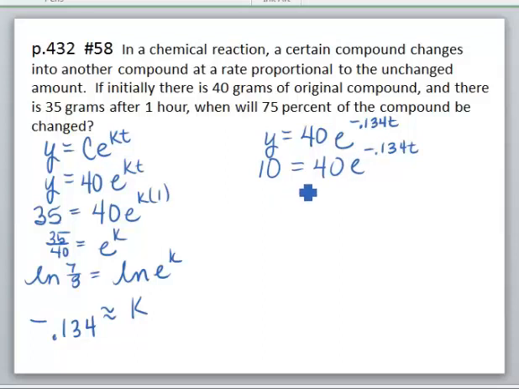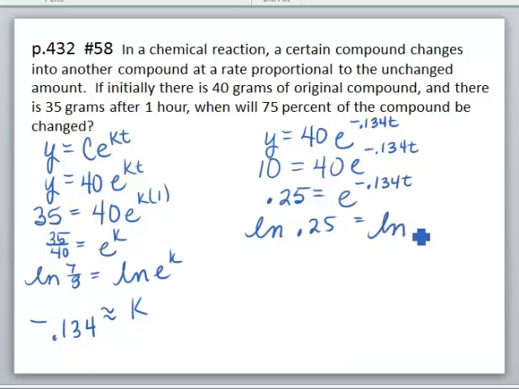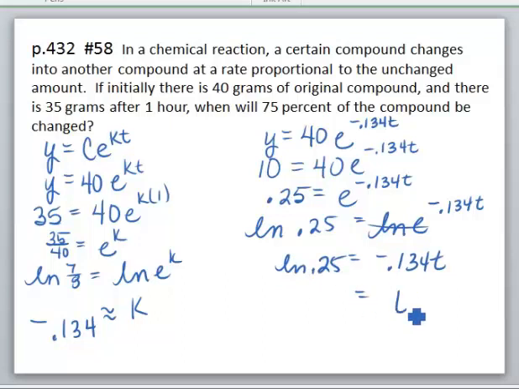So what I'll do is divide by 40 on both sides. That gives me 0.25 equals e to the negative 0.134 t. Then what I can do is ln both sides. This gives me negative 0.134 t equals the ln of 0.25, and then I can divide by negative 0.134.